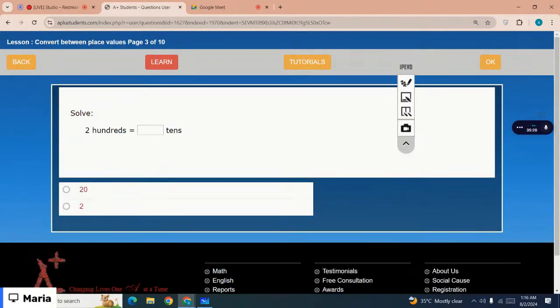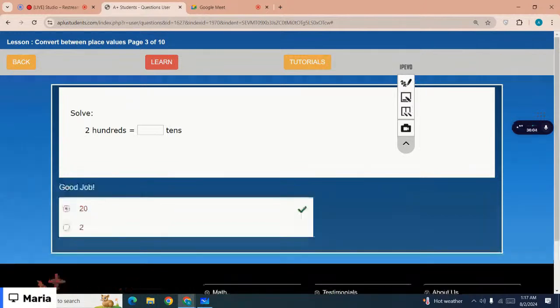200 equals how many tens? 200 equals 20 tens. The correct option is 20 tens. Option number 1 is the correct option.